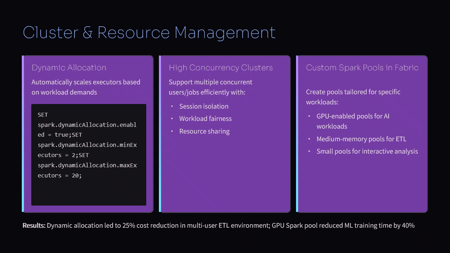In summary, enabling dynamic allocation alongside high concurrency clusters allows you to efficiently right-size your Spark resources, handle mixed workloads gracefully, and reduce cloud infrastructure costs without sacrificing performance.